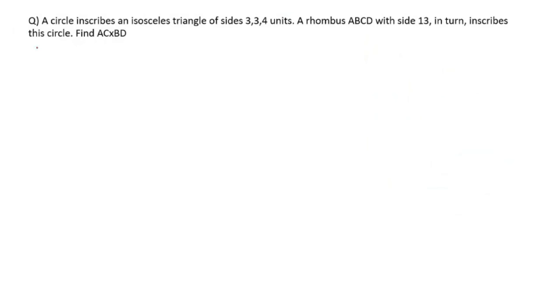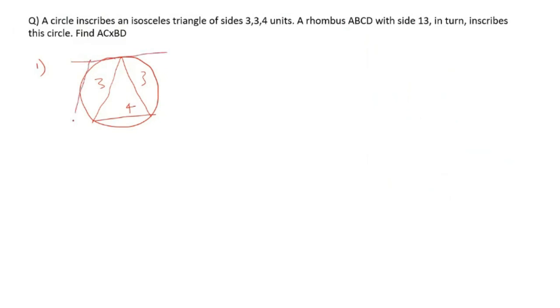Again, whenever we see something that at least sounds complex in terms of diagram, we start with every piece of it and then we make a diagram out of this. So inscribed onto this triangle of sides 3, 3, 4, there is a circle, and it inscribes the isosceles triangle of sides 3, 3, and 4. And a rhombus ABCD with side 13 in turn inscribes this circle.